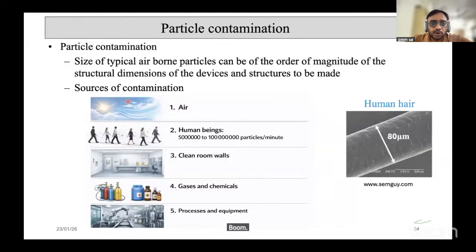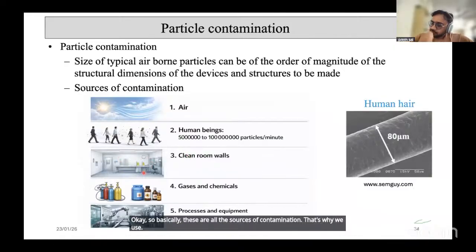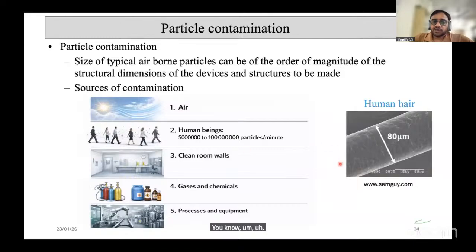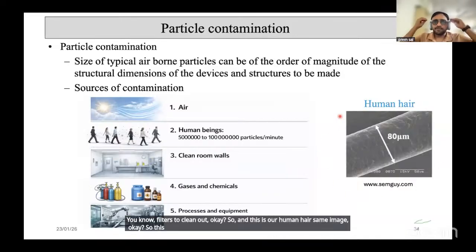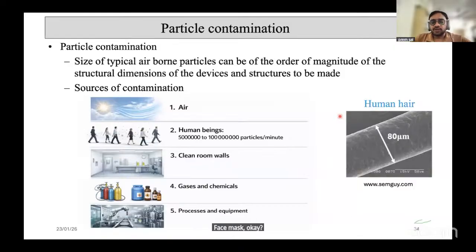These are all the sources of contamination. That's why we use filters to clean it out. This is our human hair SEM image. We have to wear the head cap and face mask, all that, so that there is no contamination onto our device.